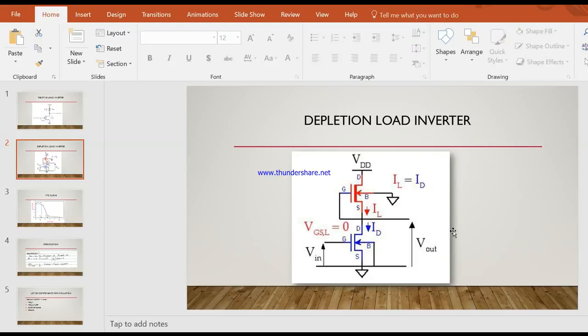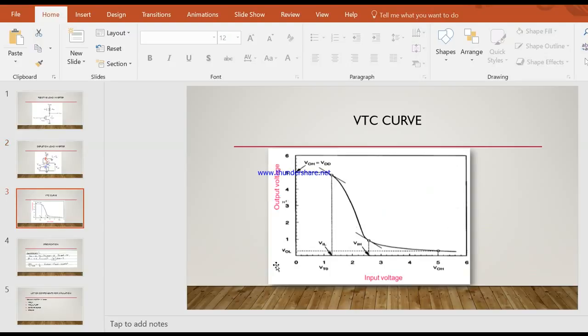First we'll see the VTC curve of the depletion load inverter. In this, when the input is low, the output is high, and when the input is high, the output is low. So when the input is VIL, the output is somewhat less than VDD, and when the input is VIH, the output is VOL. That is, it is not exactly 0, but it is somewhat closer to 0. So this is the VTC curve which we are going to see through the simulation. First let us see the calculation of it.